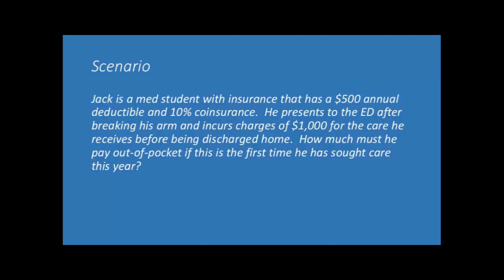Since this is the first time he sought care this year, he has to meet his $500 deductible before any benefits kick in. So he pays the first $500, there's $500 left to pay, of which he has to pay 10%. So he has to pay $550. If he then breaks his arm again the next month, or any time in the rest of the year, if he gets $1,000 in charges, he would only have to pay $100. Because since he's met his deductible, the insurance is going to cover 90% of that entire $1,000.